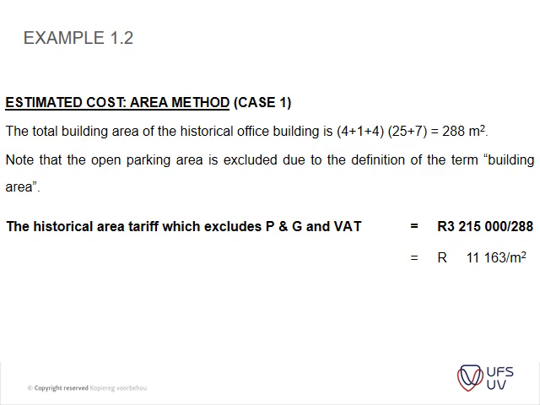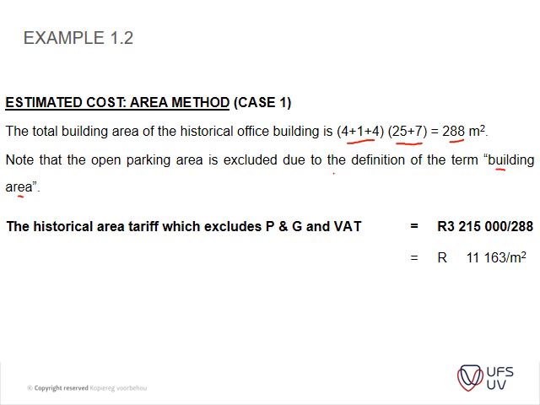So 1.2 is our area method. Firstly, you need to be able to calculate your area, so make sure that you get the right calculations here. Your total building area of the historical office building is 9 times 32 to get 288 square meters. Note that the open parking area is excluded due to the definition of the term building area. Okay, so please make sure that you're familiar with that. I think I've explained that also.